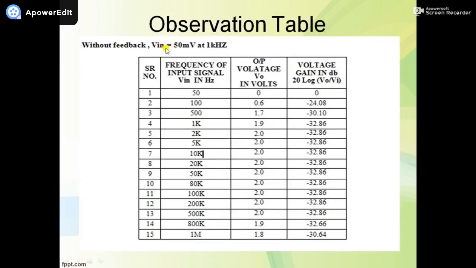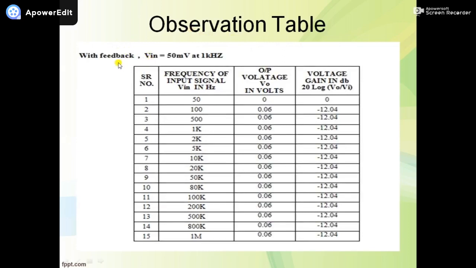Next, go to the observation table. In the observation table we are dividing this observation table into two types, that is without feedback and one more is with feedback.